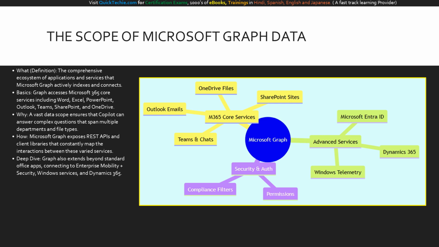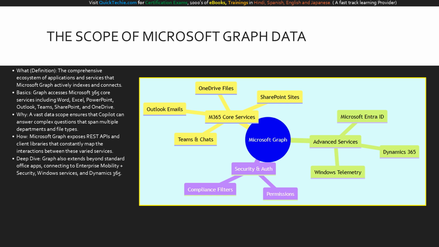How does it manage this? Graph exposes advanced REST APIs and client libraries that constantly map the interactions and signals between these services in the background. Diving deeper, Graph isn't just about Office documents. It extends into IT operations by connecting to enterprise mobility and security services, Windows device telemetry, and even Dynamics 365 Business Central, making it a true enterprise-wide knowledge graph.